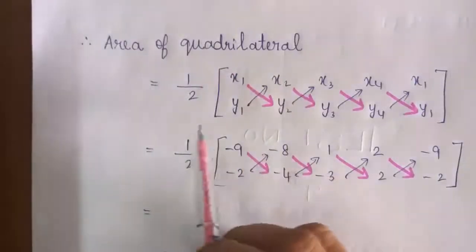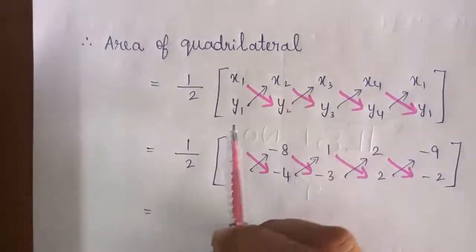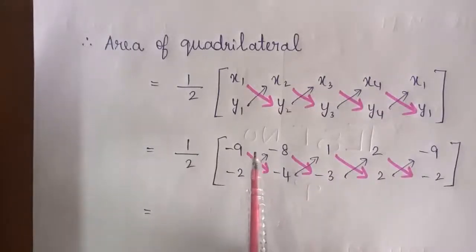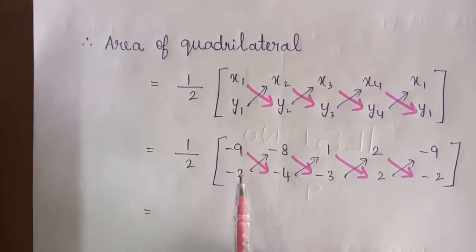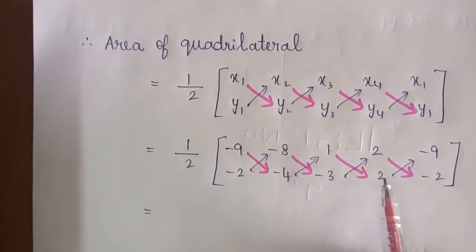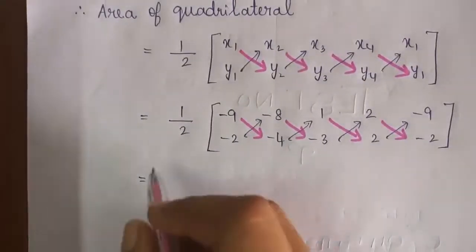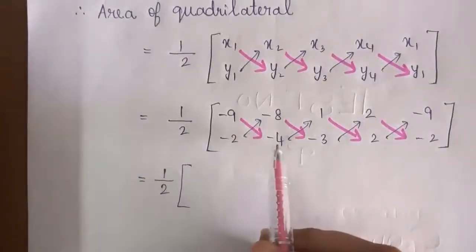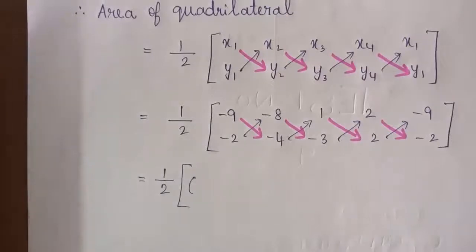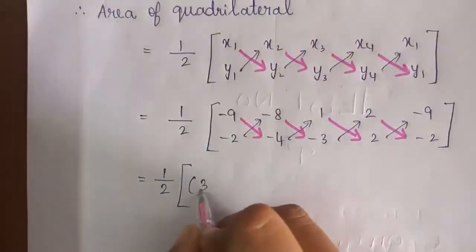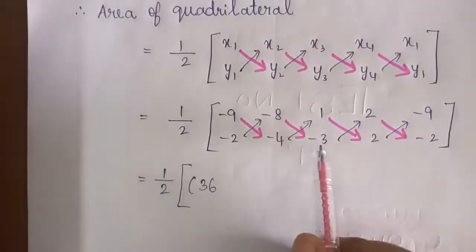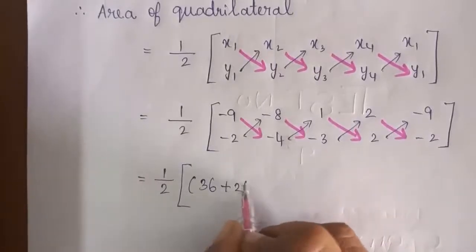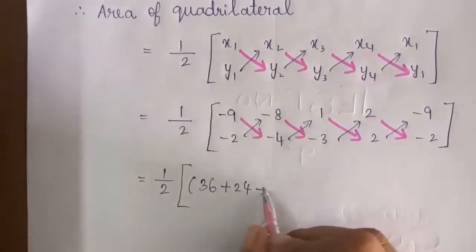Therefore area of a quadrilateral is equal to 1 by 2 into the formula. I just substitute the values of x1 y1, x2 y2, x3 y3 and x4 y4, again x1 y1. Now you multiply, and you get the value of the area, which is equal to 1 by 2 into minus 9 into minus 4. So minus into minus is plus 36. Minus 8 into minus 3 is plus 24. 1 into 2 is plus 2.